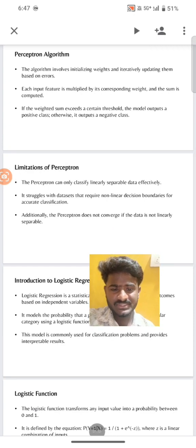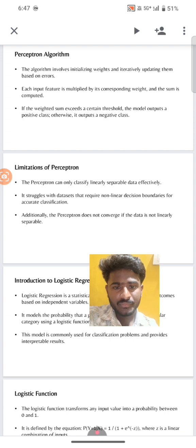Limitations of the perceptron. The perceptron can only classify linearly separable data effectively. It struggles with data sets that require non-linear decision boundaries for accurate classification. Additionally, the perceptron does not converge if the data is not linearly separable.